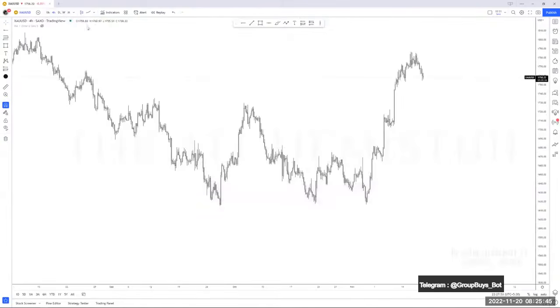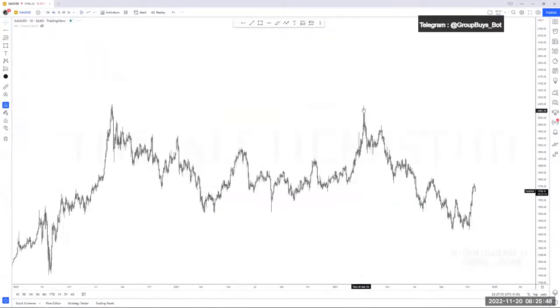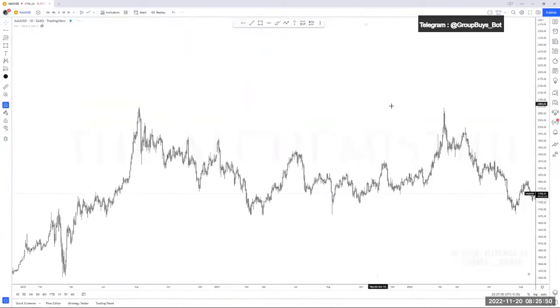Like for example, the current sell that is coming from all the way up here. Where is it coming from? Yeah, this is what my mentor showed me.